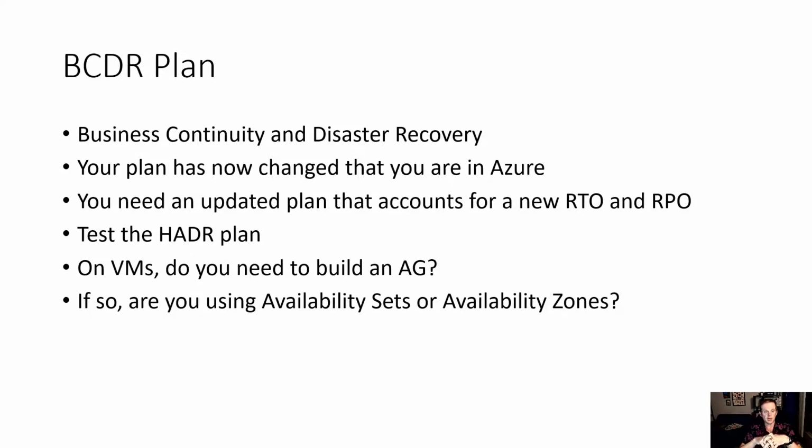You need to test your HADR plan, your high availability disaster recovery plan. On VMs, there is no high availability disaster recovery unless you build it. So do you need to build an AG? We have a lab that you can run through during this class if you'd like practice building an AG in Azure and failing over in Azure, where you can emulate what it would be like to have an AG in between on-premise and Azure. Are you using availability sets and availability zones? We talked about that in video 3.